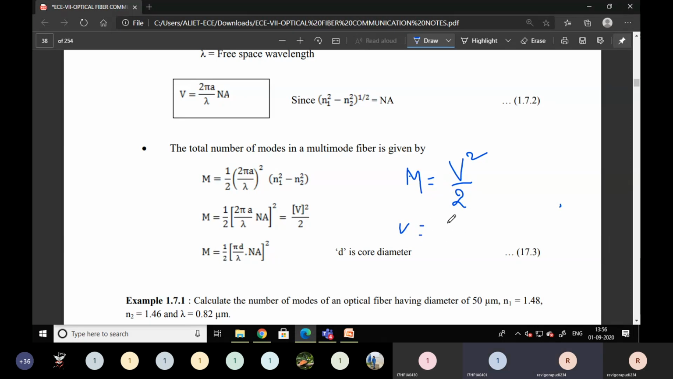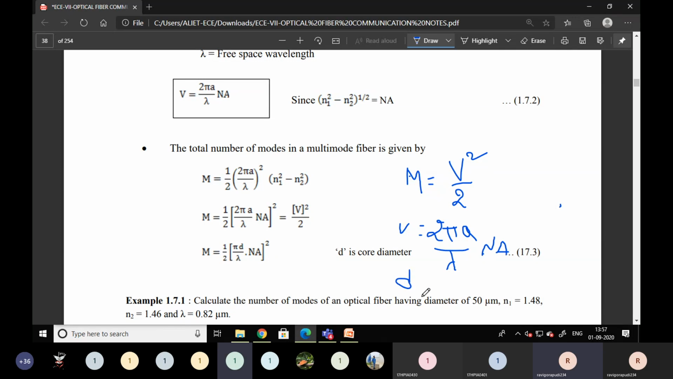What is the V formula? V formula is, respond all of you, 2 pi a by lambda into NA. So 2 pi we know, lambda already 0.82 we know. What is A? How will we get A from D?